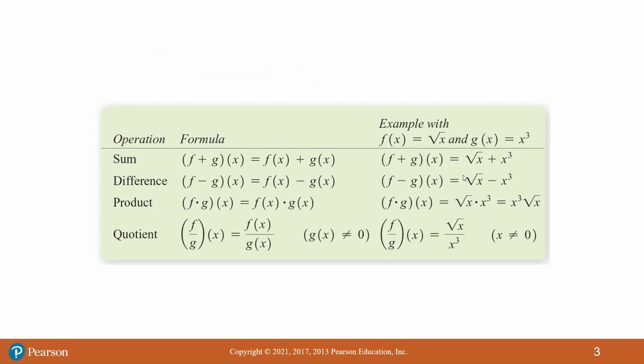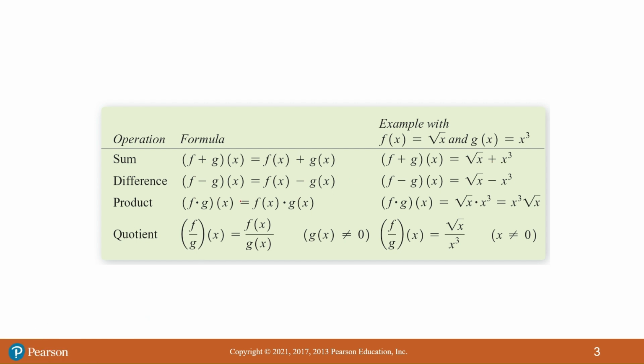For the sum, we're just adding two functions together. (f + g)(x) equals f(x) plus g(x). So we're basically breaking these down into individual functions. If we have an example with f(x) equal to the square root of x and g(x) equal to x to the third, we're just adding what the functions are. So we're adding the square root of x plus x to the third.